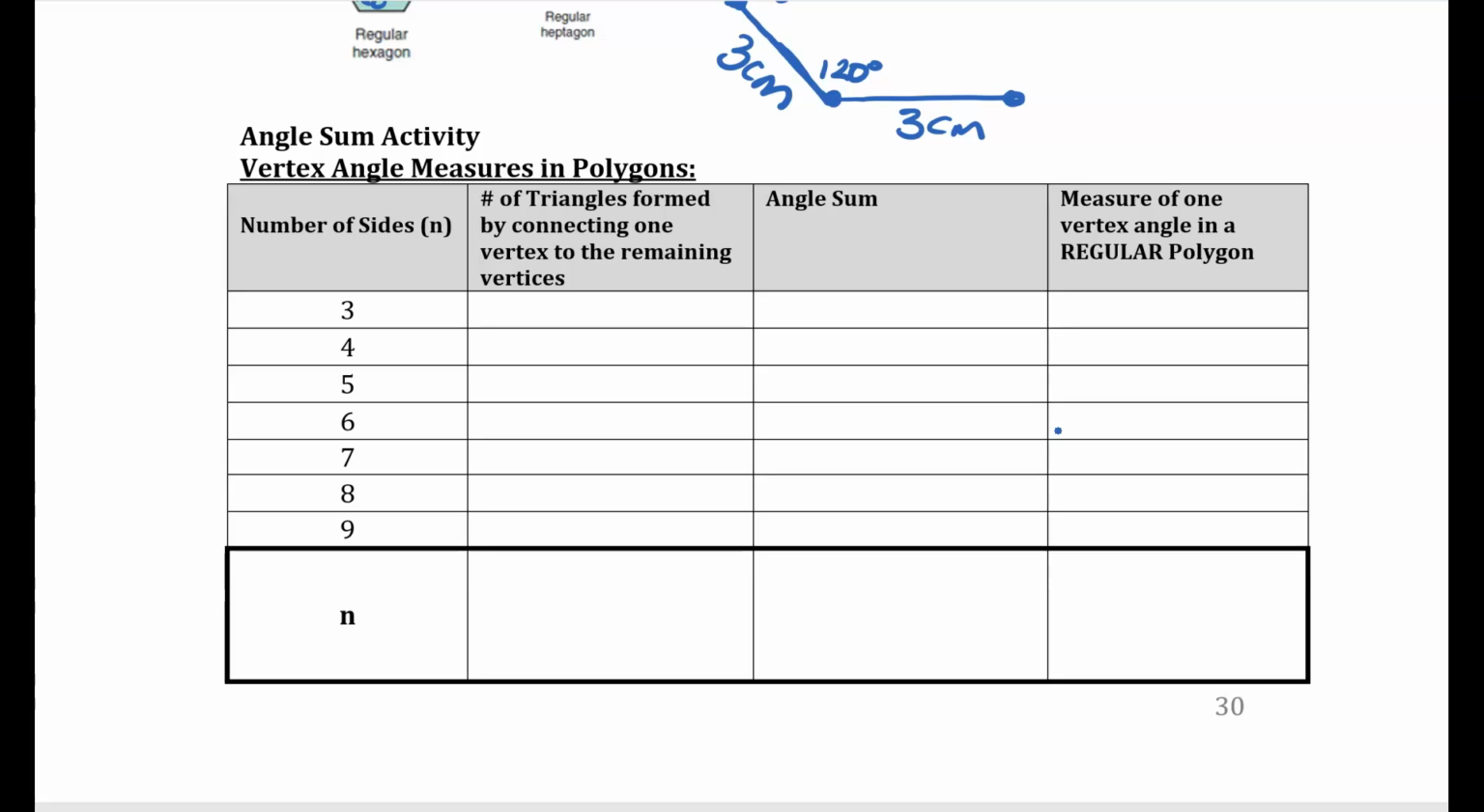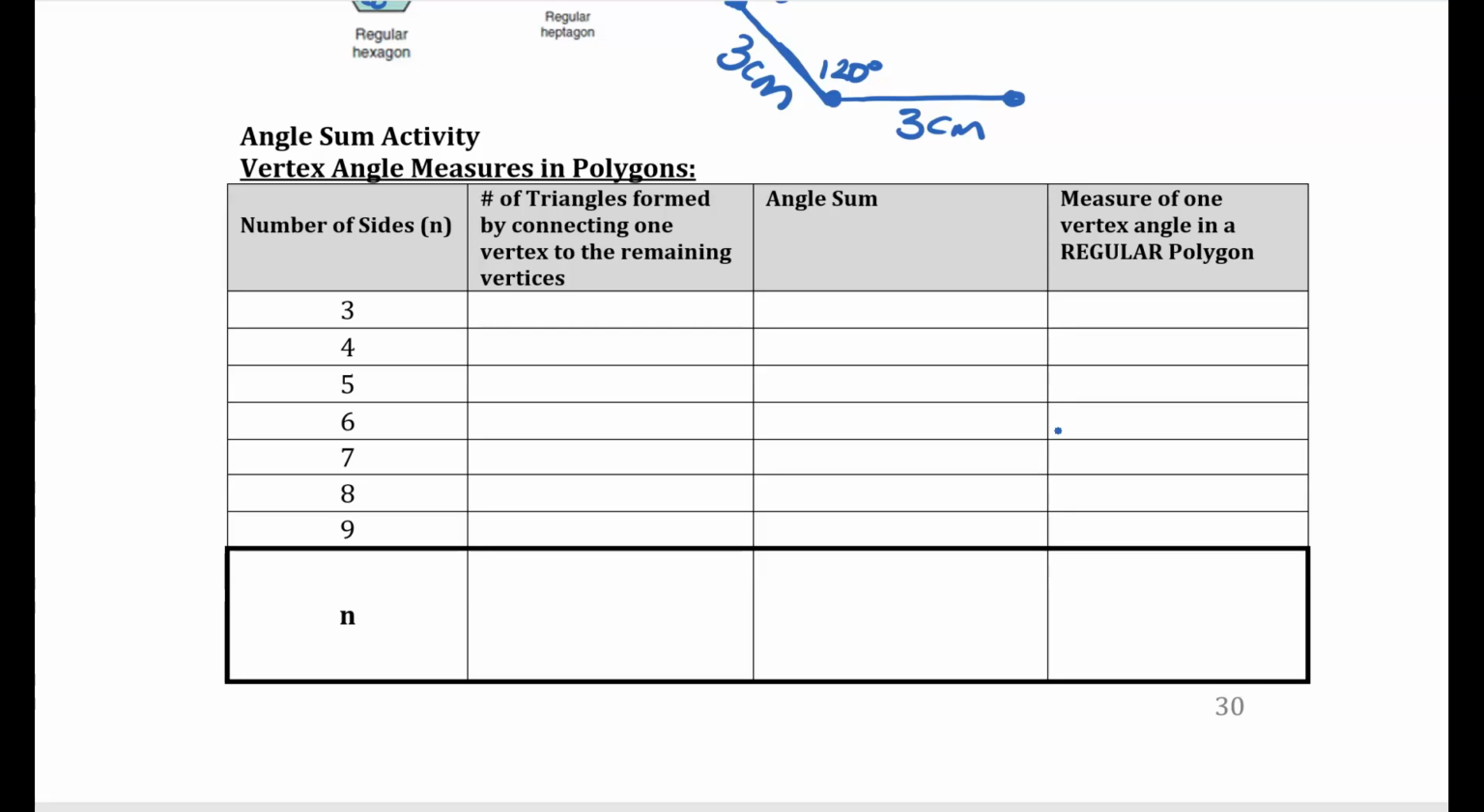Basically, I pass out a worksheet where I have a bunch of polygons drawn. There's a 3-sided polygon and 4 and 5 and 6 all the way up to 9-sided polygons. These are not regular polygons. These are just polygons with a specific number of sides. So the sides are not all the same length, but they have the number of sides listed here.